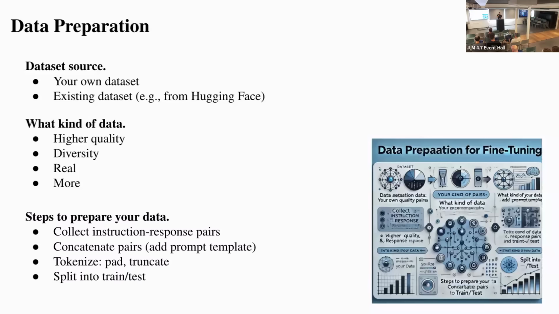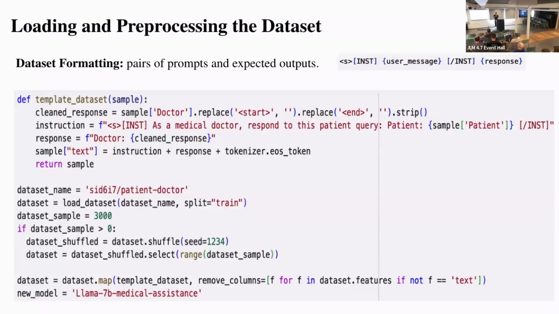Okay, now what are the steps to prepare your data? So first we collect the instruction response pairs, and then we concatenate the pairs and add the prompt template. As you saw before, we have the prompt template of the instruction. In question answering, we have "please answer this question," and then we have the question. So we always need some instruction in addition to the input and output. Then we need to tokenize the data, like padding and truncation. And then finally, split the data into train and test.